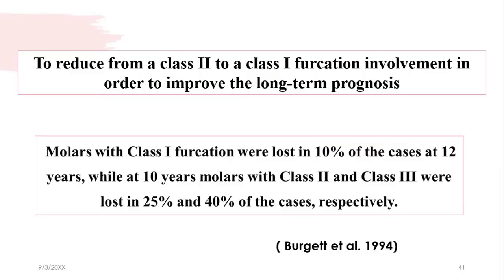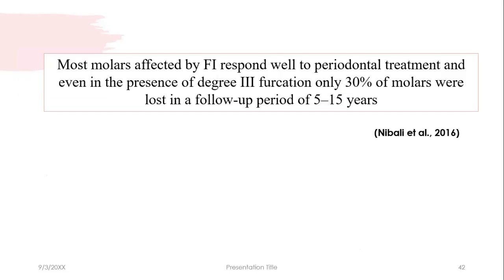Also, molars with class 1 furcation were lost in 10% of the cases at 12 years, while at 10 years, molars with class 2 and class 3 were lost in 25% and 40% of the cases, respectively. And most molars affected by furcation involvement respond well to periodontal treatment, and even in the presence of degree 3 furcation, only 30% of molars were lost in follow-up period of 5 to 15 years.